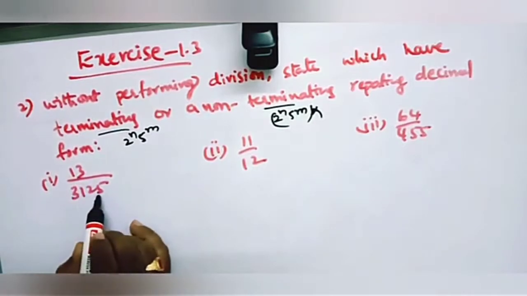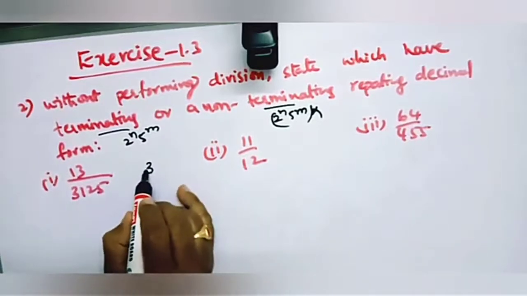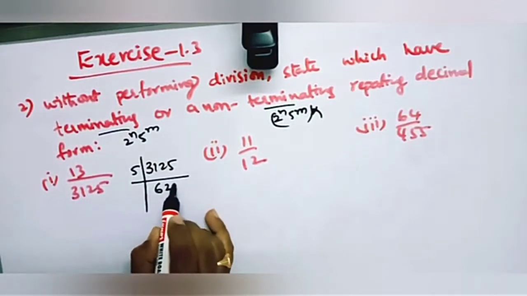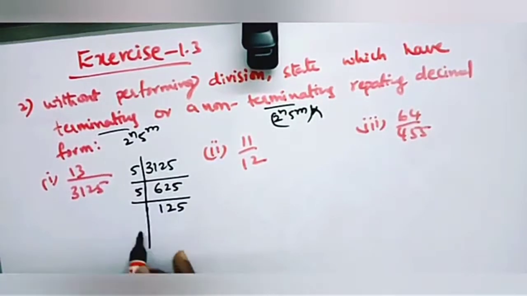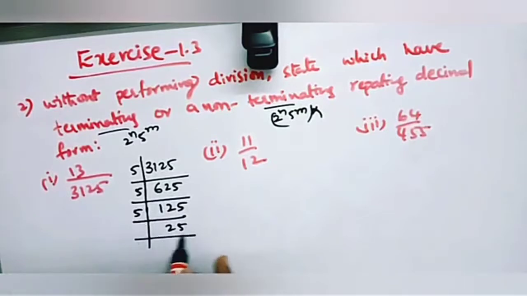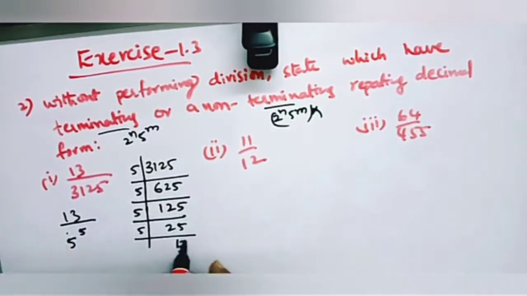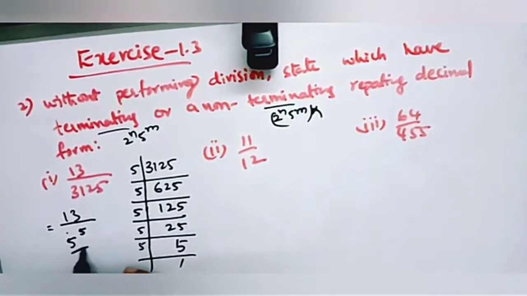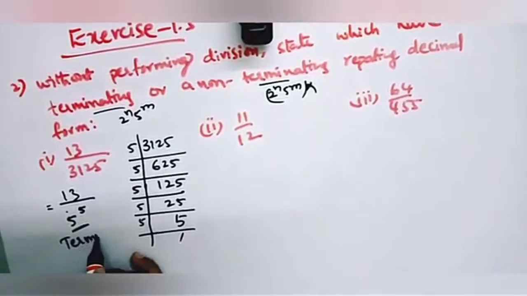So for the given first one, we need to check whether 3125 is in the form of 2 power n and 5 to the power of m or not. So do the LCM, first for 3125, I'm getting the 5 table. 5 times 625, then 5 times 125, then 5 times 25, then 5 times 5, then 5 times 1. So 13 by 5 to the power of 5. So see, the denominator is in the form of 5 to the power of 5, so it is a terminating decimal.